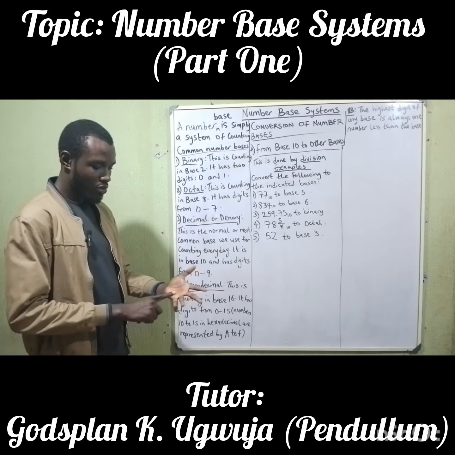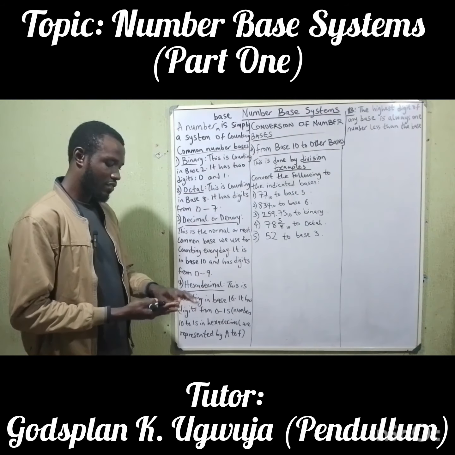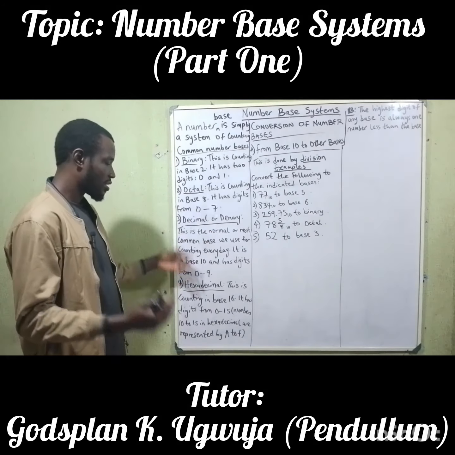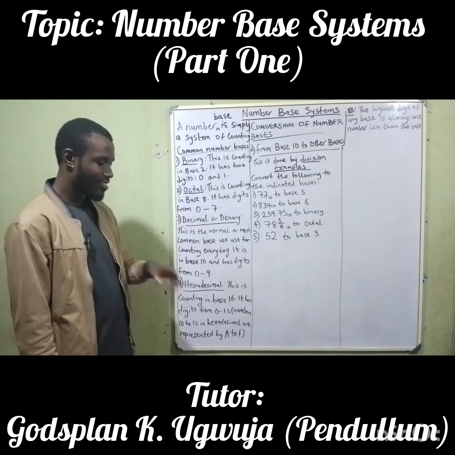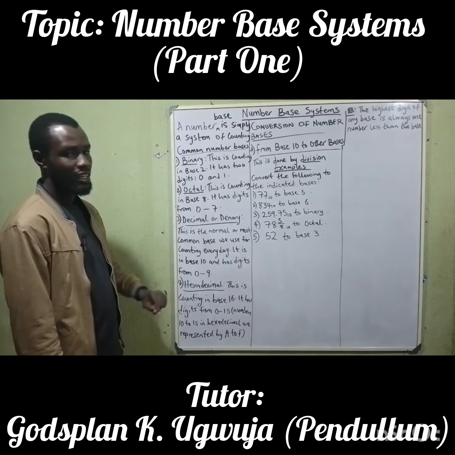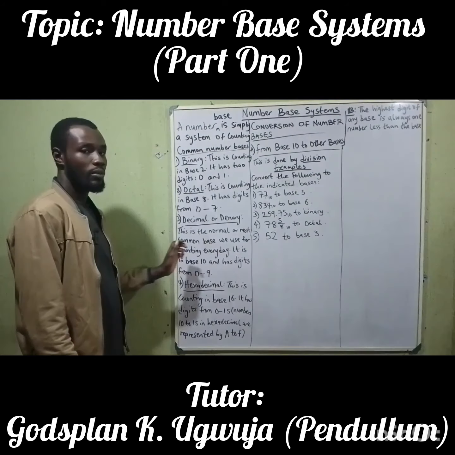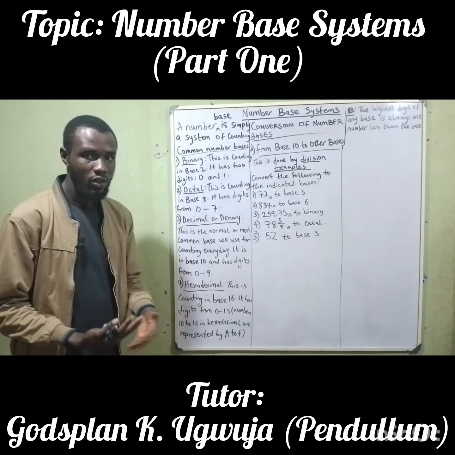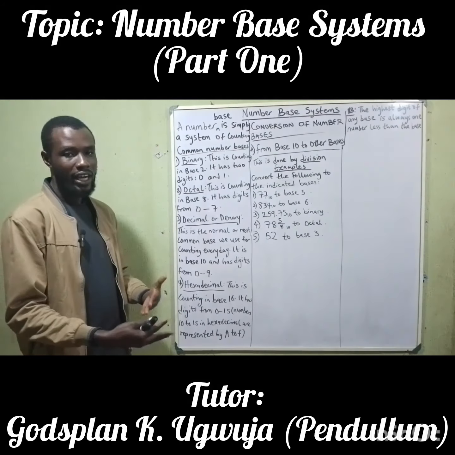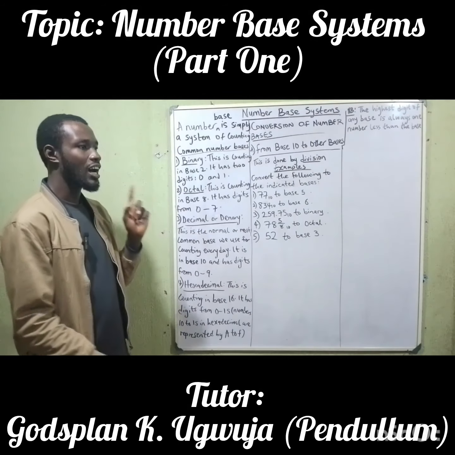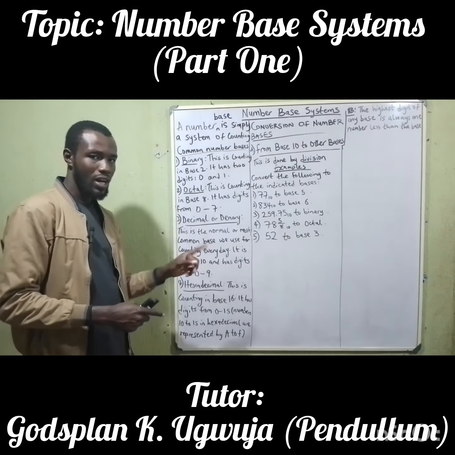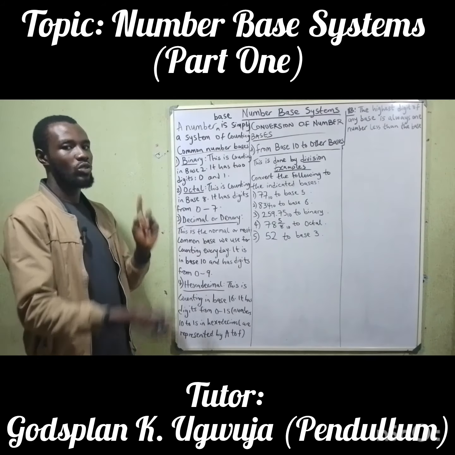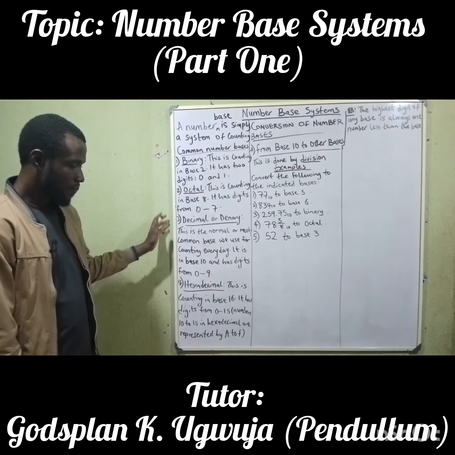If you count 0, 1, 2, 3, 4, 5, 6, 7, 8, 9, that's 10 digits from 0 to 9. The highest digit is 1 less than the base, which is 10. This is your normal system. So if you're counting 1, 2, 3, you count in base 10. When you get to 9, that's the highest digit, so you now have to go back to 1 and 0, 1 and 1, 1 and 2. When you get to 1, 9, you now go to 2. That's how it works.